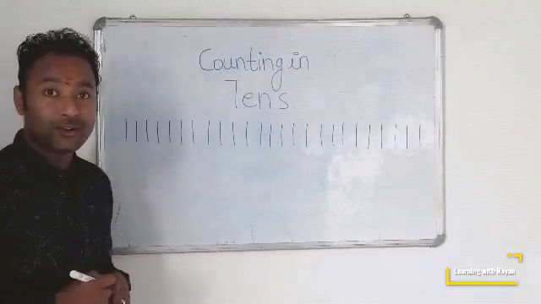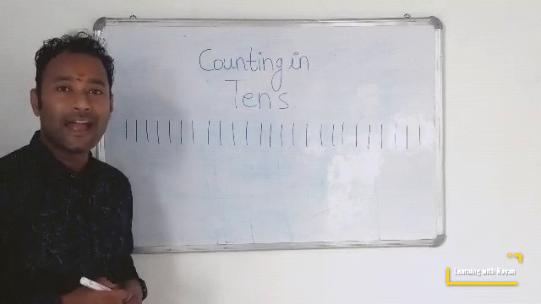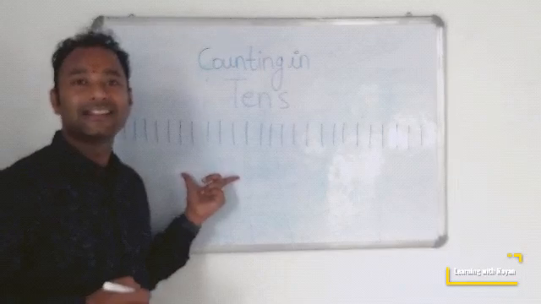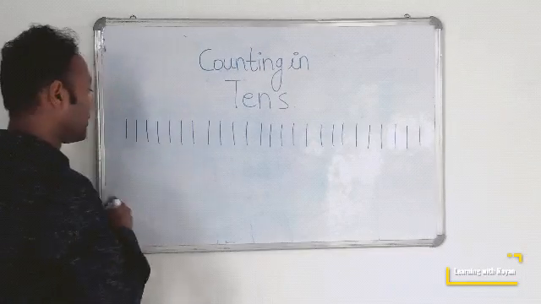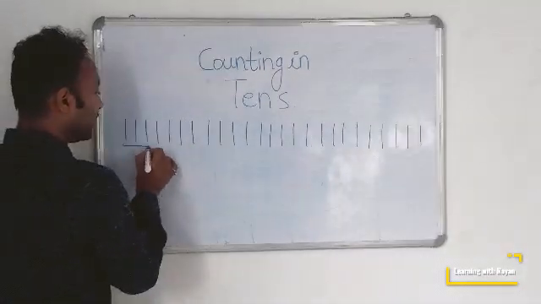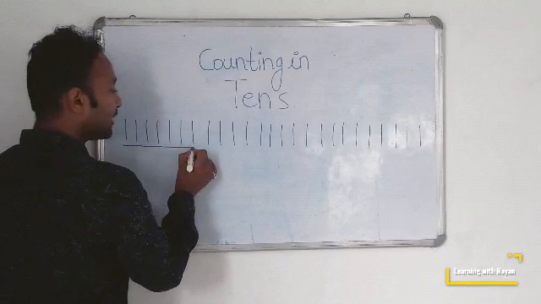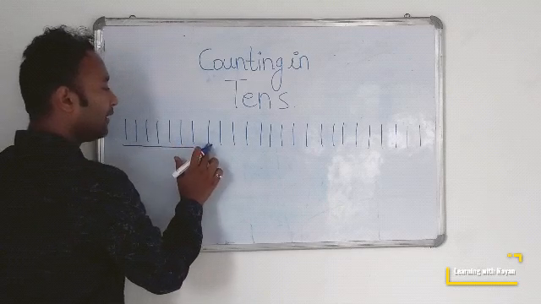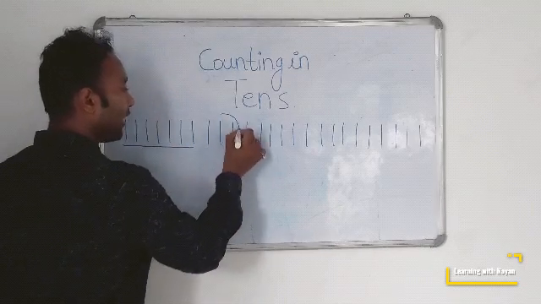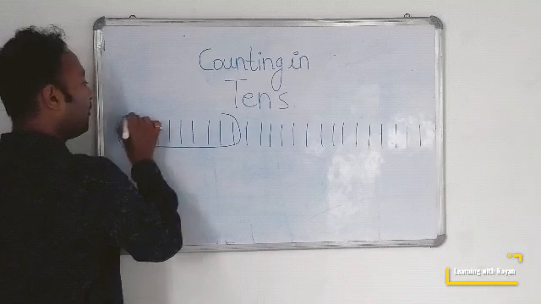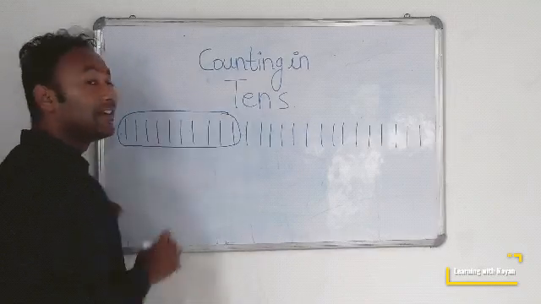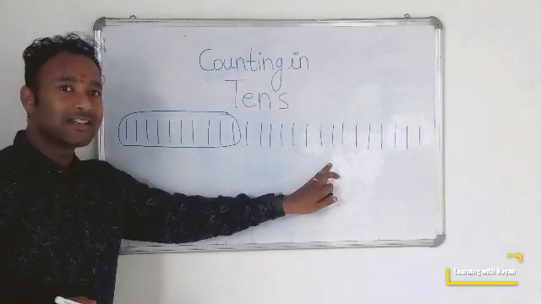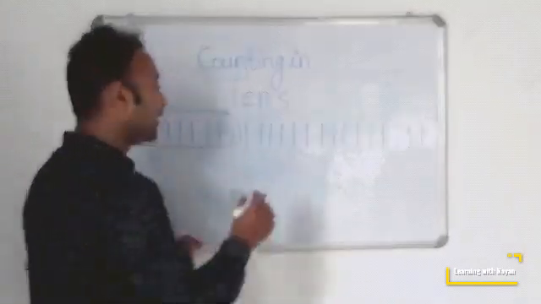I have already told you that whenever we have to form a bundle of 10, we will take 10 sticks in our count. So 1, 2, 3, 4, 5, 6, 1, 2, 3, 4, 5, 6, 7, 8, 9, 10. So here is one bundle of 10 sticks. Now here you can say more sticks are there. So start counting and make another bundle.